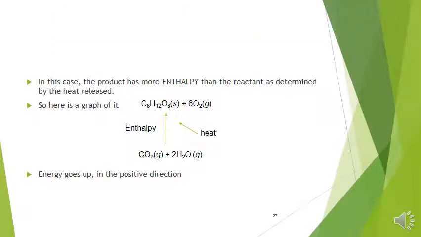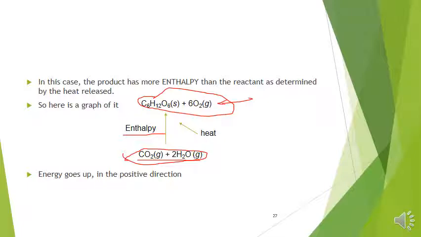Okay, in the previous case with photosynthesis, we replaced internal energy with enthalpy. So our reactant has a lower enthalpy, and you have to add heat to create a higher enthalpy, and so the product has more energy than the reactant. If you notice here, the arrow goes up.